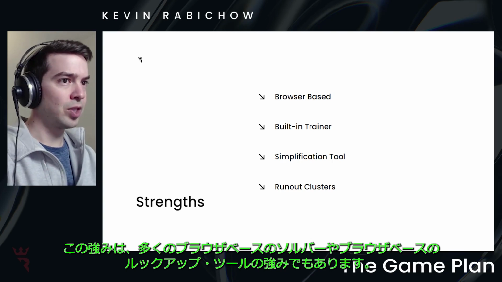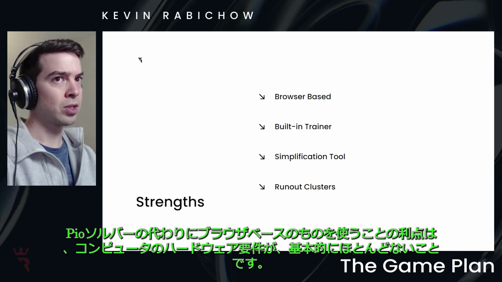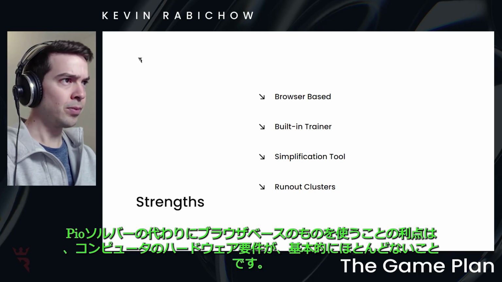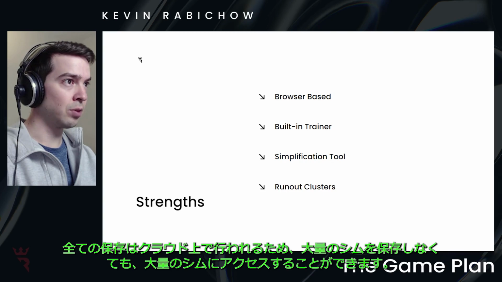These strengths are the strengths of a lot of browser-based solvers or browser-based lookup tools. The primary advantage of using something that's browser-based instead of PioSolver is that the hardware requirements on your computer are essentially lifted. There's almost no requirements. All the storage is done on the cloud, which means you don't have to save a large quantity of sims to have access to a large quantity of sims.